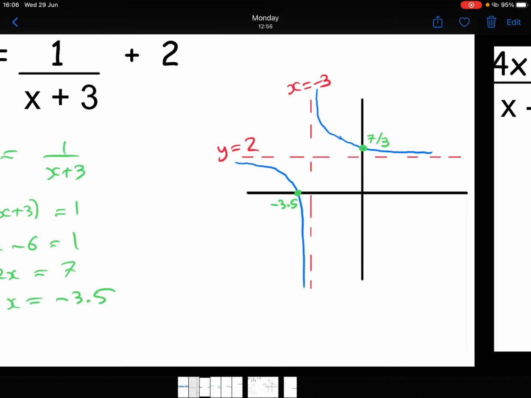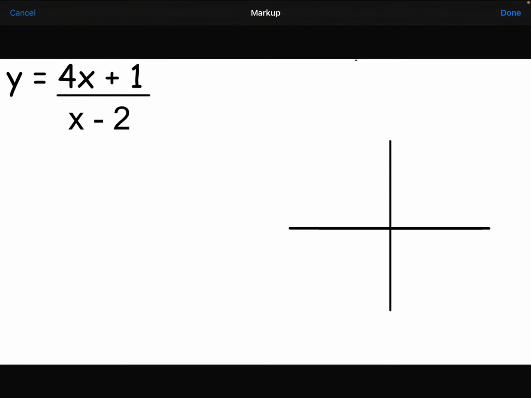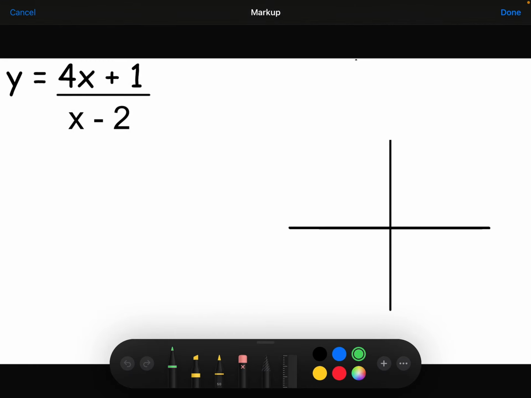Right, one more graph to do. And you'll notice in this case, this is an improper fraction. Because I can divide here, I can divide my 4x plus 1 by the x minus 2. So we're going to do a quick bit of algebraic division here, so that I can write this in a simpler form.